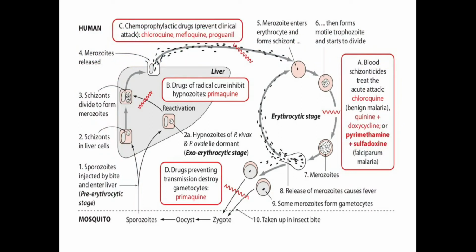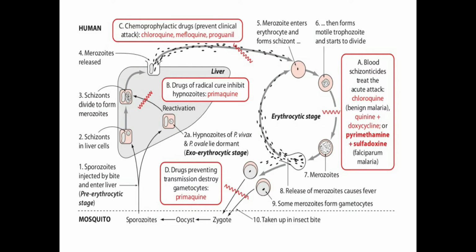So here is the flowchart that depicts the easy classification of the anti-malaria drugs. Mainly there are 4 classifications: blood schizonticides that treat the acute attack, then drugs for radical cure that inhibit hypnozoites, then chemoprophylactic drugs, and finally drugs preventing transmission that destroy gametocytes.